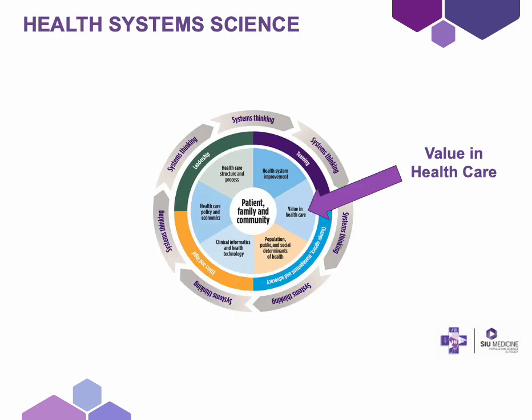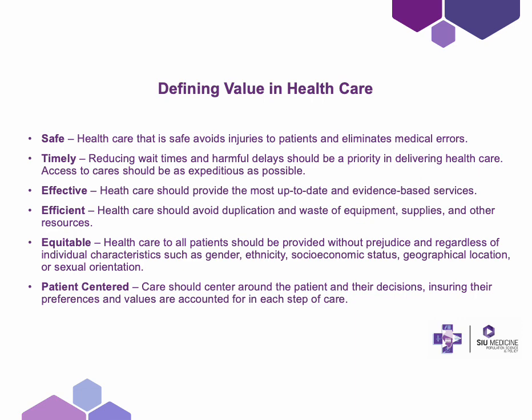Okay, so if we're looking at the health system science wheel, you can see value in healthcare is here in the light blue on the pie chart. And in internal medicine, we are focused on value in healthcare. So if we are defining value in healthcare, we want healthcare to be safe. Safe meaning that we are avoiding injuries to patients and also eliminating medical errors. We want it to be timely. We want to reduce our wait times and harmful delays. That needs to be a priority. Access to care should be as expeditious as possible.